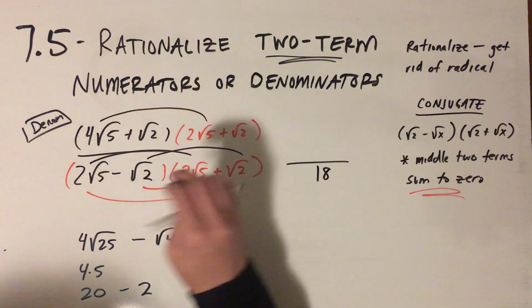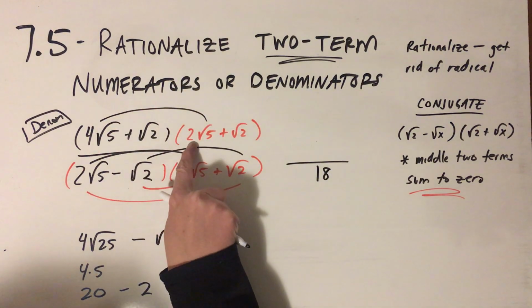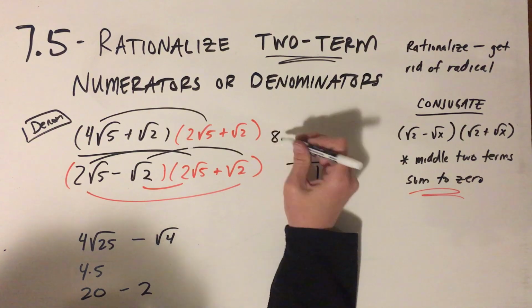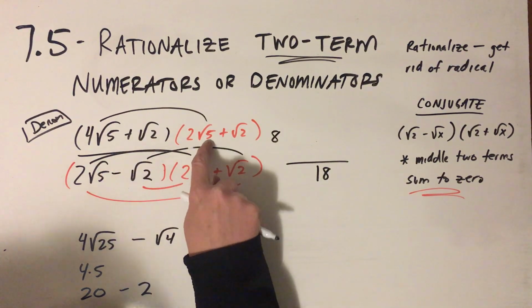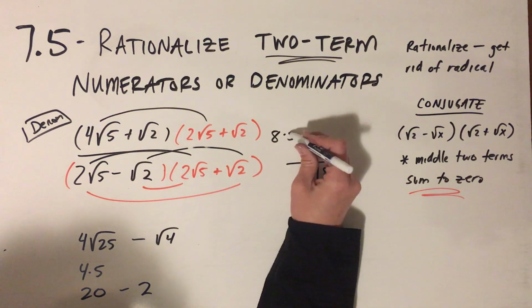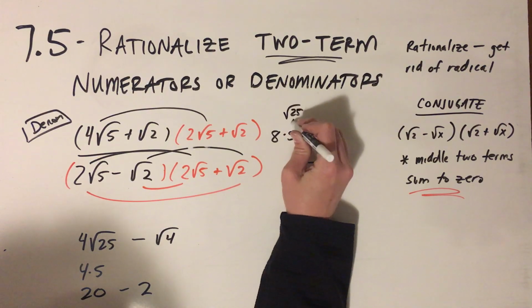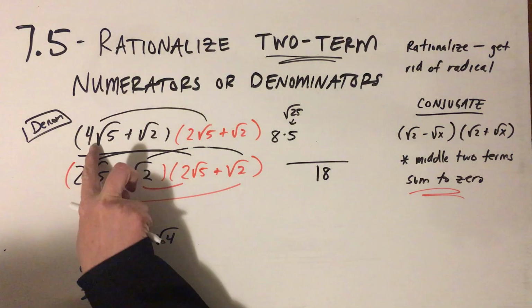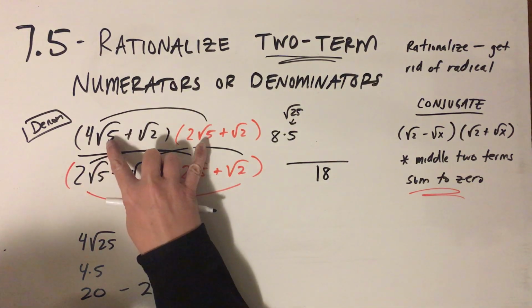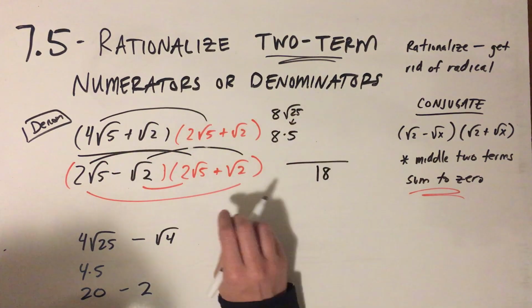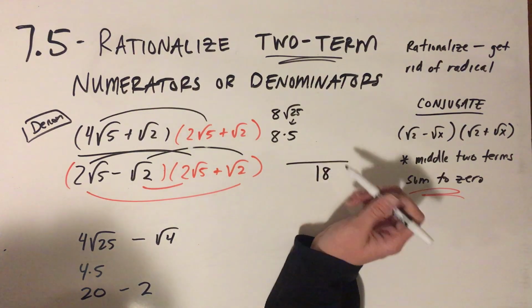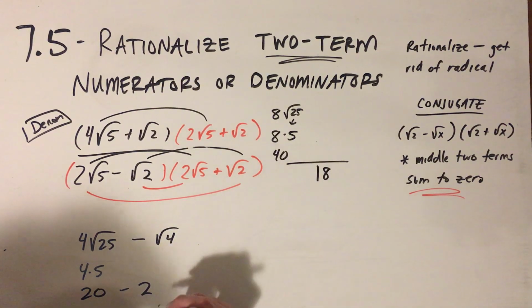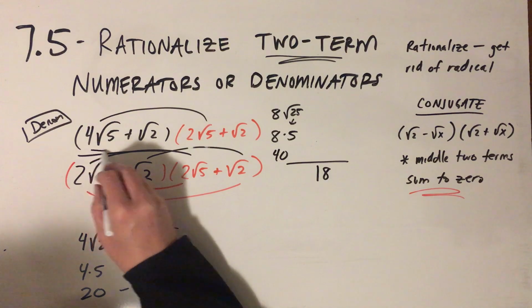When I FOIL, the first times the first, 4 times 2 is 8. Square root of 5 times the square root of 5 is just the square root of 25, which is 5. So 8 on the outside, 5 on the inside, and when I multiply those together, I'm just going to get 40. All right, then I'm going to do the outers.